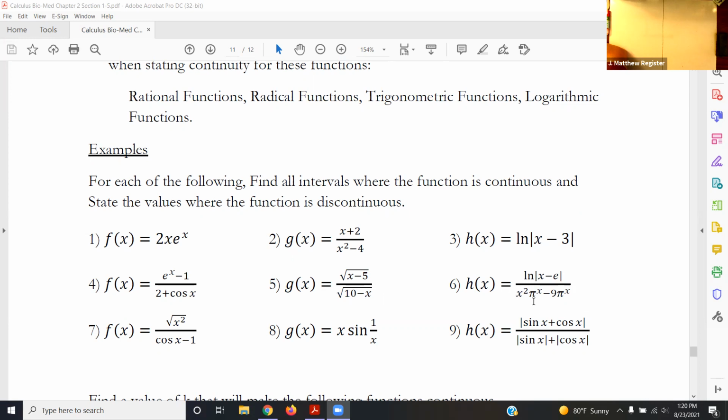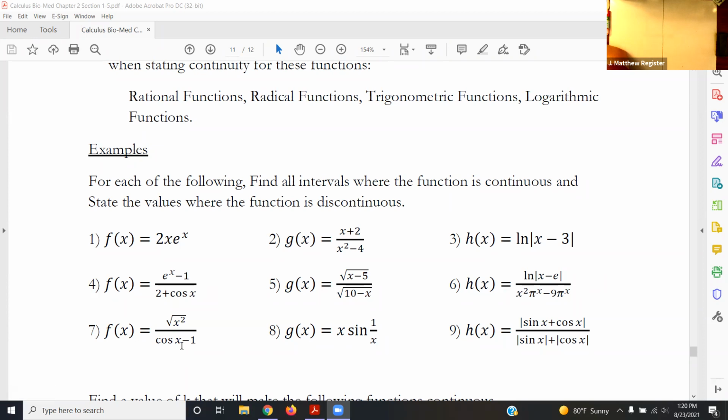In the denominator, we have x squared pi to the x minus 9 pi to the x, and we can factor that. When we factor it, we'll get pi to the x times x plus 3 times x minus 3. The pi to the x will not present a problem, but at x equals 3 or x equals -3, we'll get 0 in the denominator. And so for number 6, x cannot be equal to e, but x can also not be equal to 3 or -3. At those 3 values, we are going to get discontinuities.